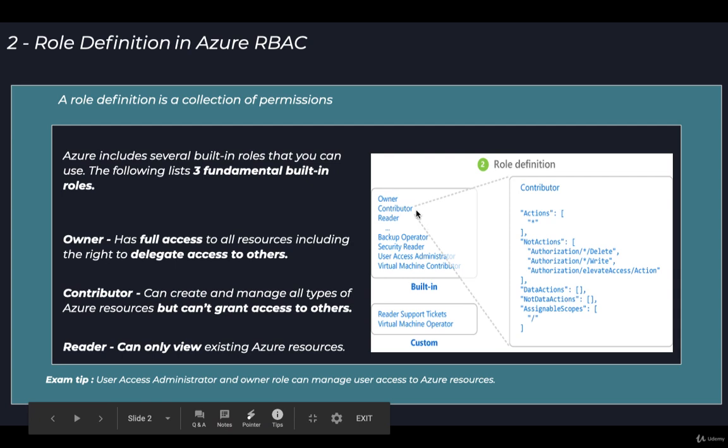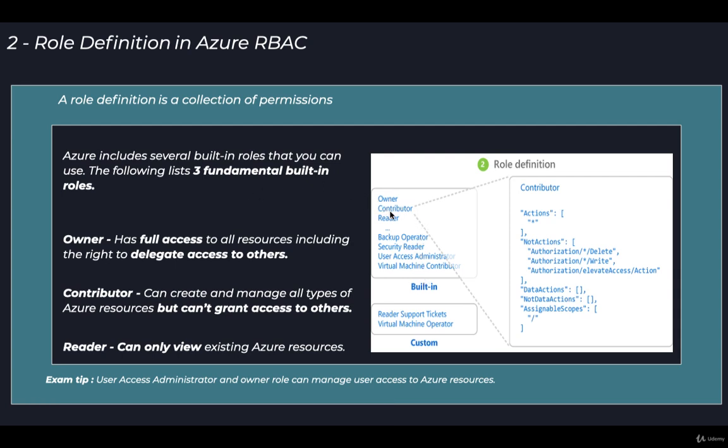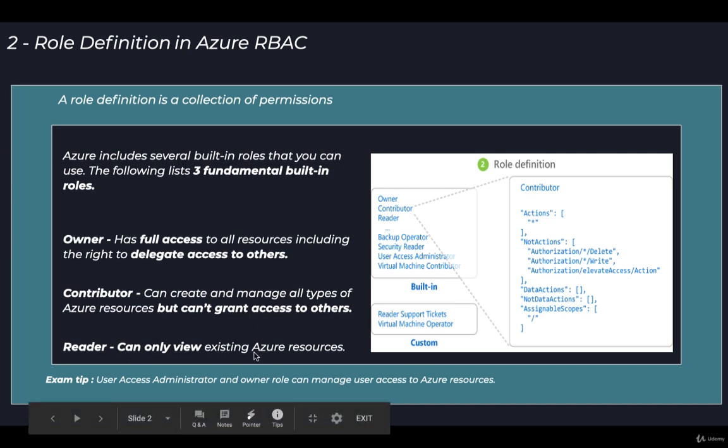In case of built-in roles, there are a number of them, but at a high level, there are three fundamental built-in roles, which are owner, contributor, and what we call the reader role. Owner is the one who has full access to all resources, including that he can delegate access to other users. Another is contributor. Contributor can also create and manage all types of resources, but the difference from the owner is that it cannot grant access to others like we can do with the owner role. And then is the reader role. The user can only view the existing resources. He cannot modify or delete the resources.